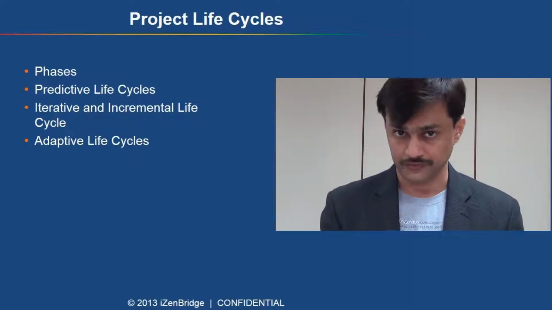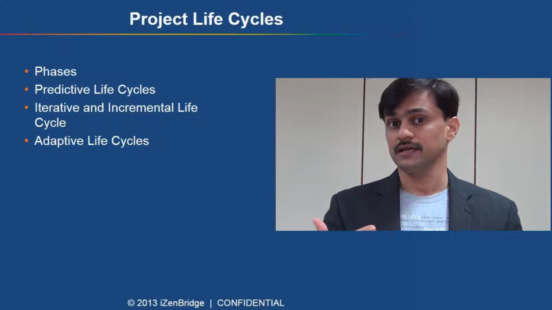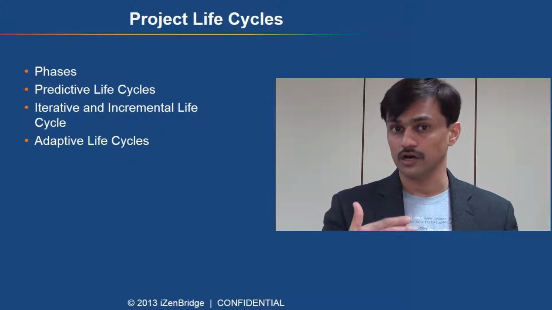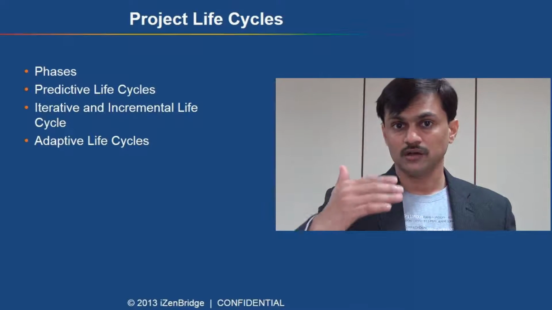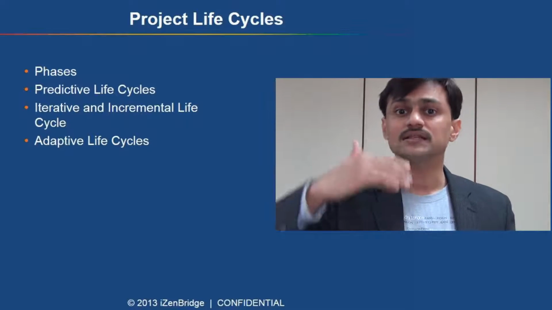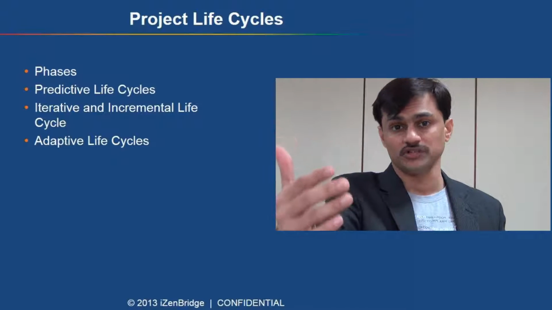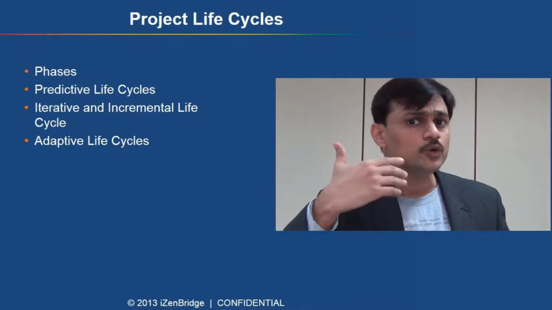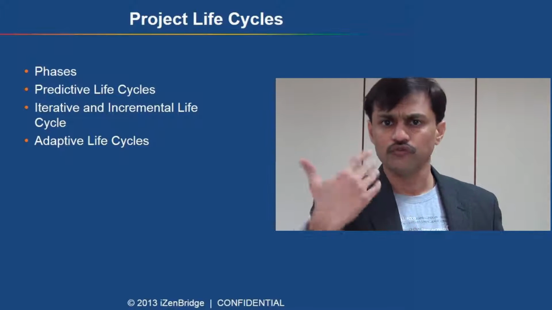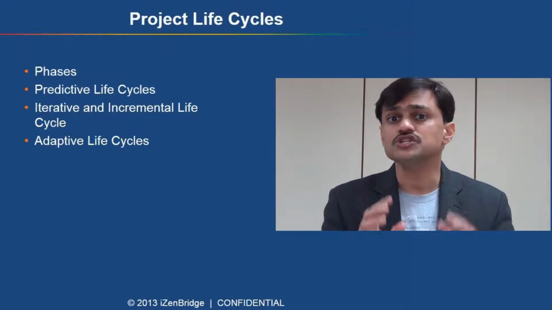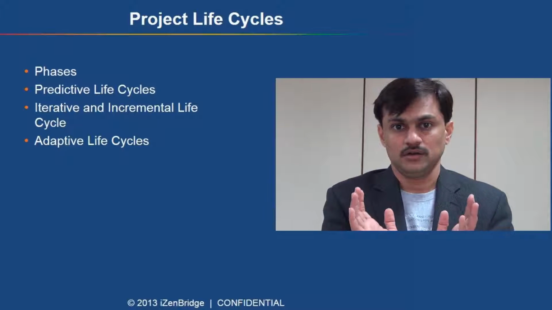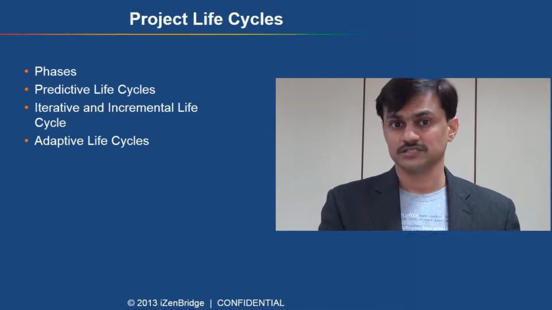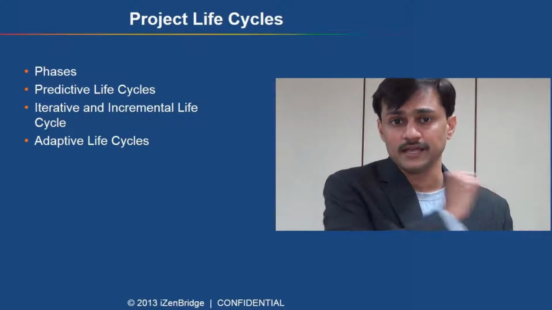One is predictive. The predictive life cycle is a type of life cycle where we can project, or plan well, the subsequent phases of the project. It means we have been doing that kind of work frequently and the industry is not that dynamic. So those types of projects follow a predictive life cycle.